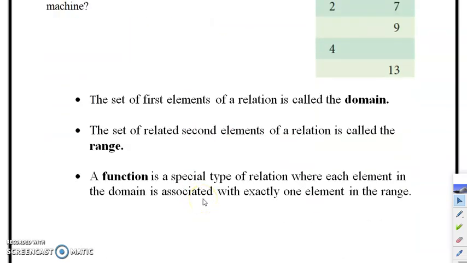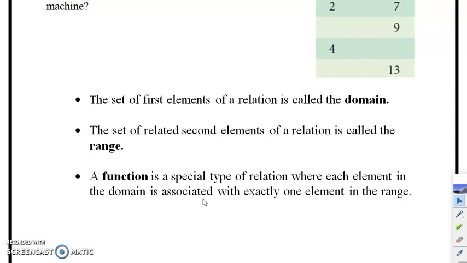The first set of elements of a relation is called the domain. And this is going to be related directly to the x values or the horizontal values. The set of second elements of a relation is called the range. This is going to be directly related to the y values or the vertical values.